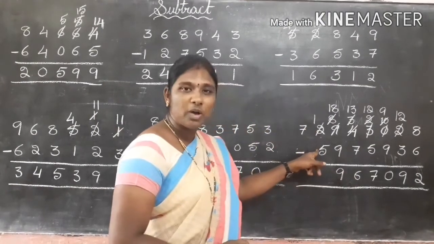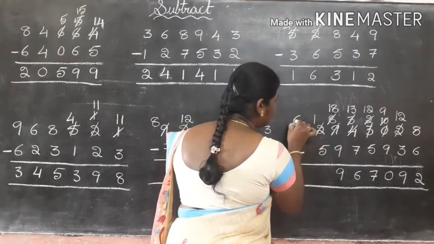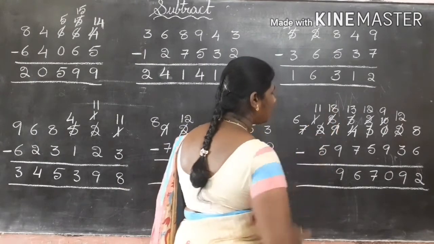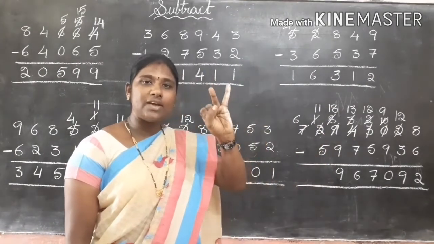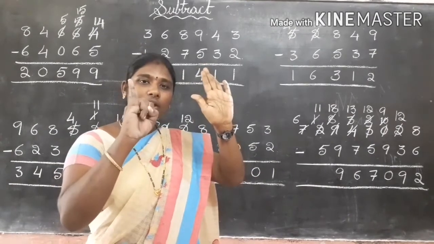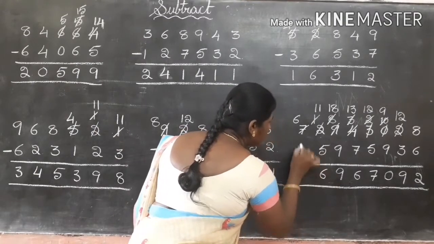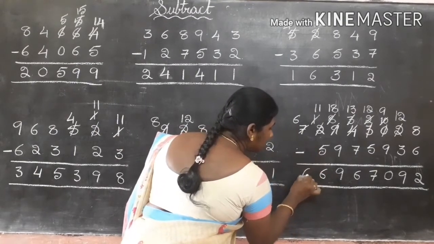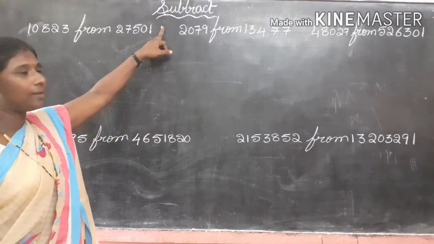Again 1, 5, is it possible to do the subtraction? No. Take borrow from here, 7 becomes 6. This 1 becomes 11. 5 after that 6, 7, 8, 9, 10, 11. How many fingers do we get? 6. So the answer is 6 here. Here any number is not there, so we bring down that 6 as it is.